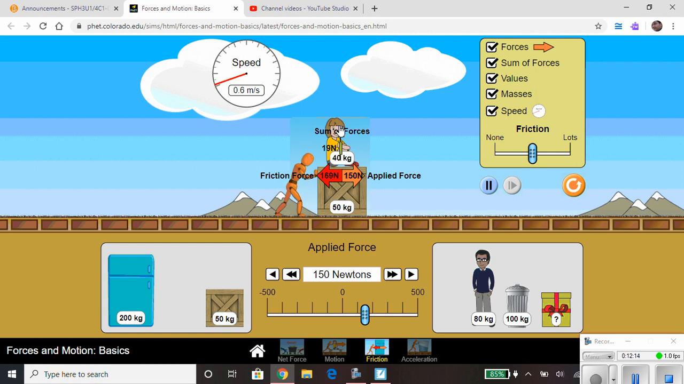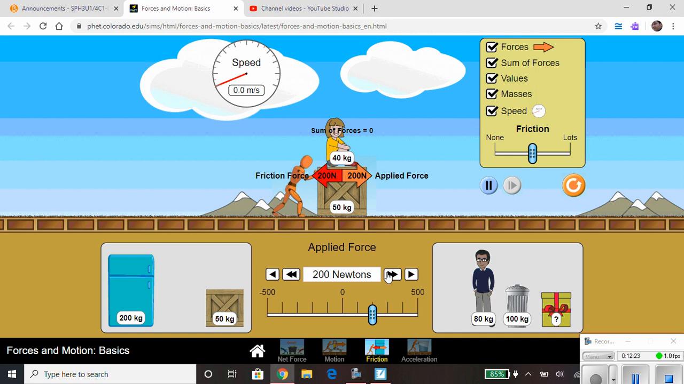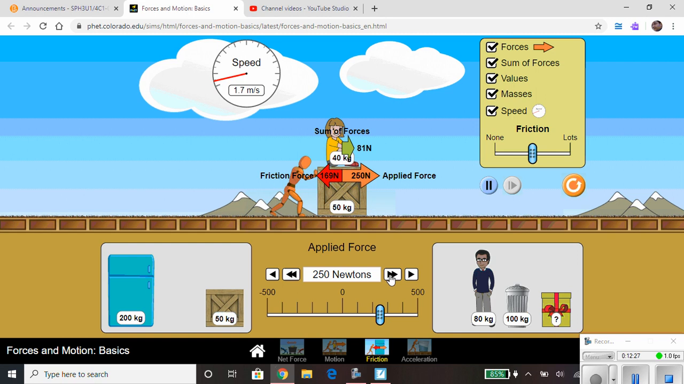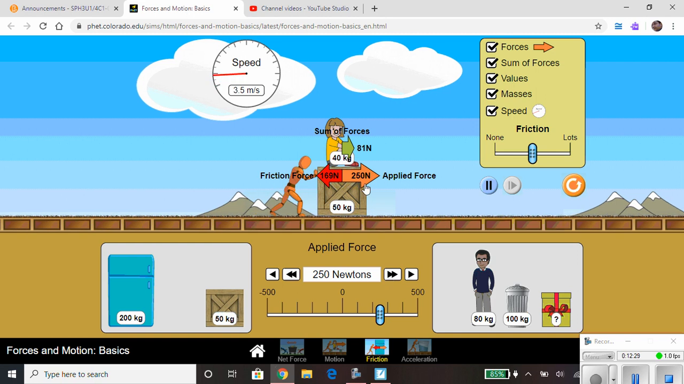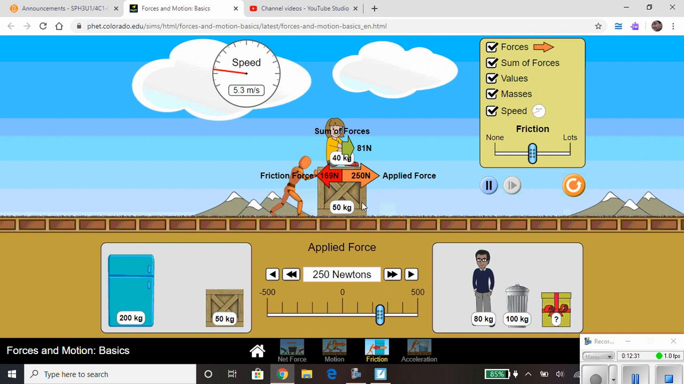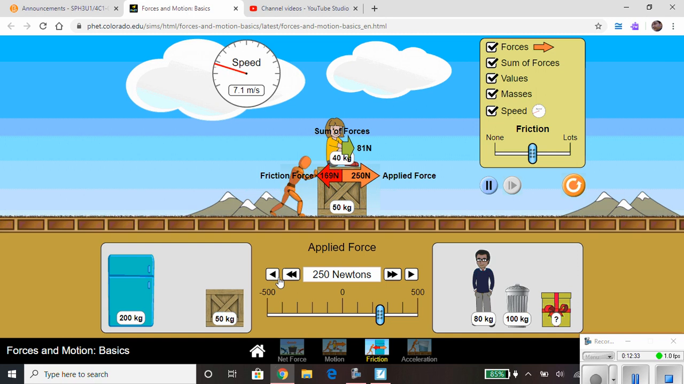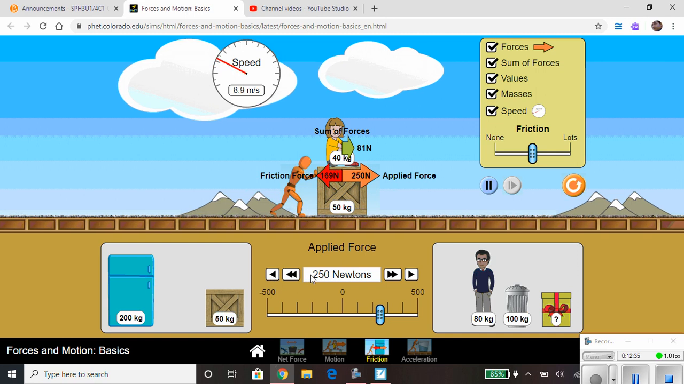That was weird. All right. So 150 newtons, not enough to get it moving. Finally, 200 newtons, not enough. There you have it. At 250 newtons, it started to move. Now, it probably would have started moving at a lower force.